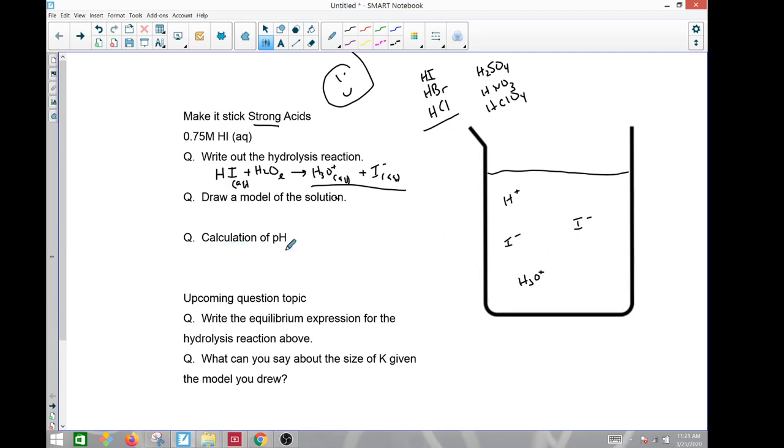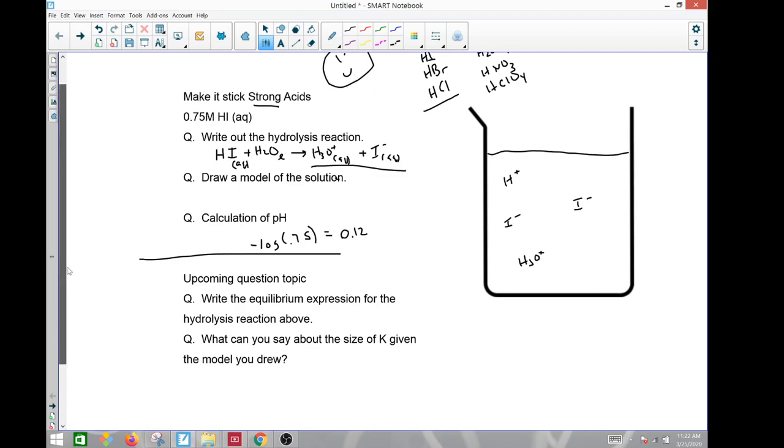Calculate the pH. Okay, again, we've done some of this already, so I'm not going to go through the whole thing. For a strong acid, it's just the negative log of the concentration, which is 0.75. And there we go. So grab a calculator, and the negative log of 0.75 is 0.12. So a pretty low pH, 0.12.